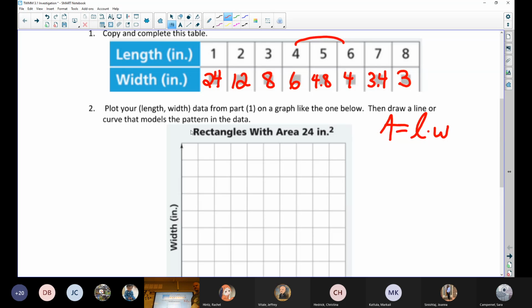Now, when we've had linear models, what always had to happen in the tables for it to be linear? A constant rate of change. Very good. If I look through the y's here, the x's go up by 1, but if I look through the y's, is this a constant rate of change? No. So let's graph this and see what happens.